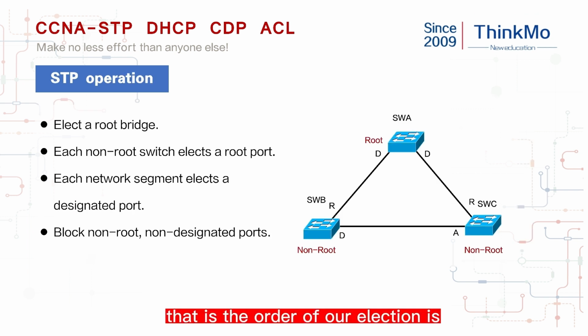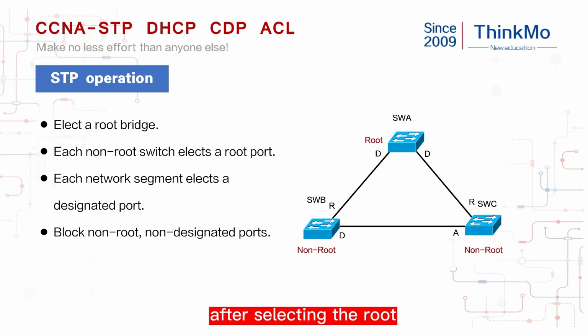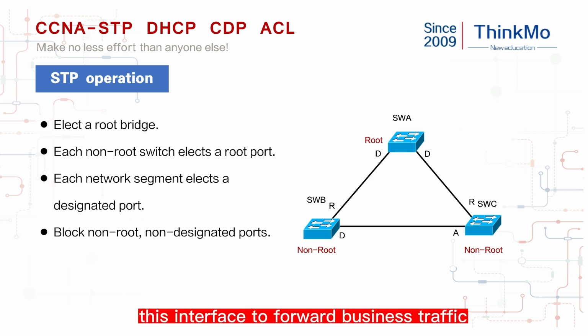That is, the order of our election is root first. After selecting the root, select the root port. After selecting the root port, select the designated port. Then the rest, which are not designated ports, also those ports that are not root ports, will be blocked automatically. That is to say, I will not allow this interface to forward business traffic.